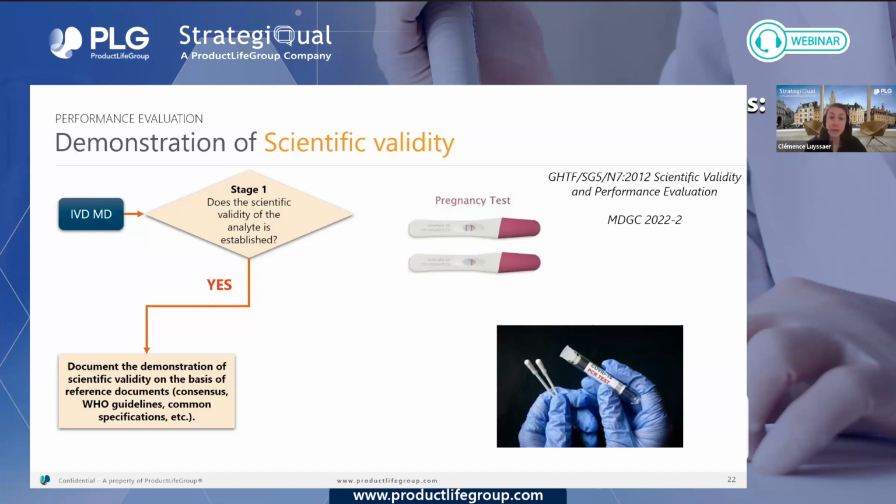For these cases, there is no need for a systematic literature review. Reference to the guides or to a few reference documents in the field will be enough. The manufacturer can also use relevant information for other devices measuring the same analyte. But be careful, however, to quote references that correspond to the intended use of the device, the target population, etc.